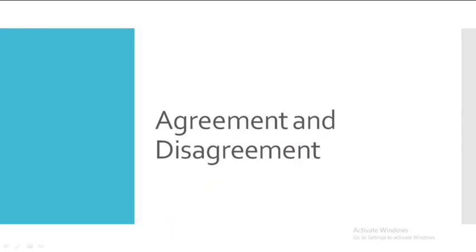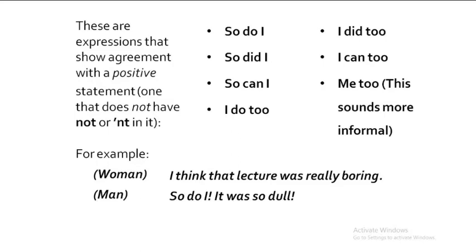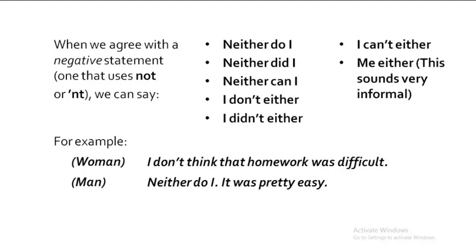Next is about agreement and disagreement. These are expressions that show agreement with a positive statement. For example, in this conversation the man said, so do I. That means the man agreed with the woman about the lecture that was really boring. Then, these are the examples of agreement with negative statement. In the example, the man said, neither do I. Means that he agreed with the woman about the homework that was not difficult.